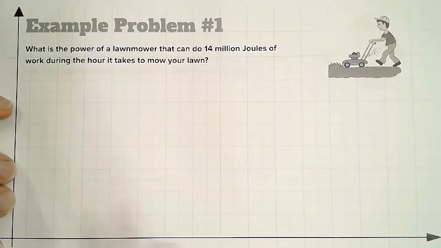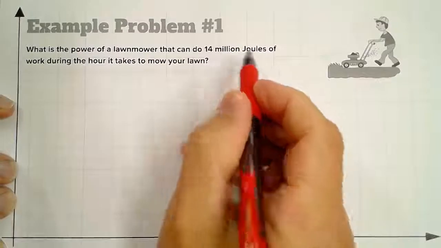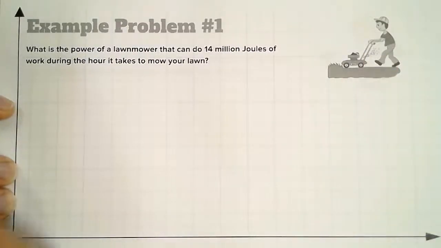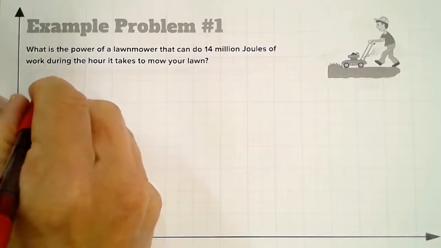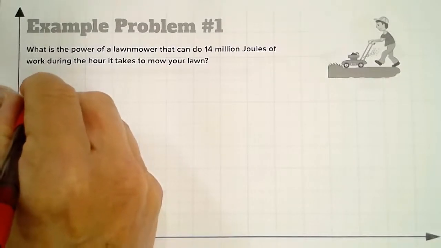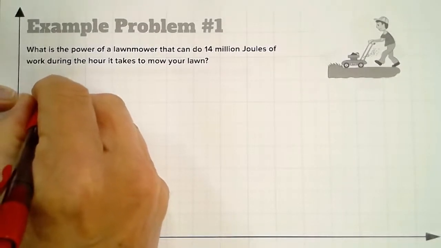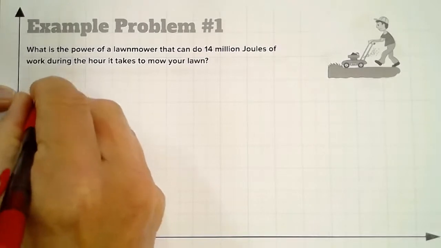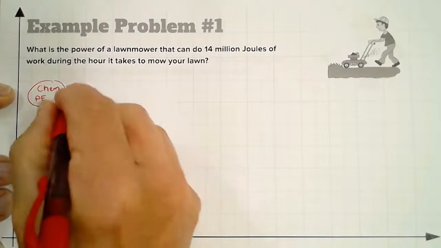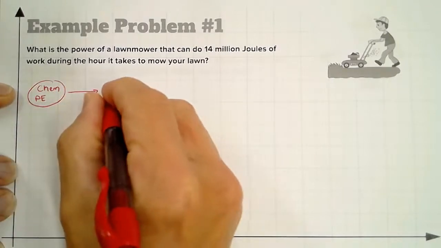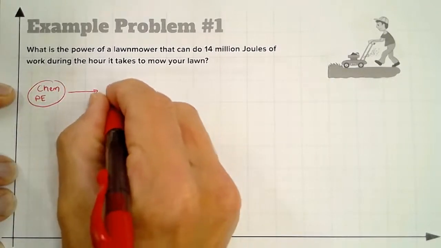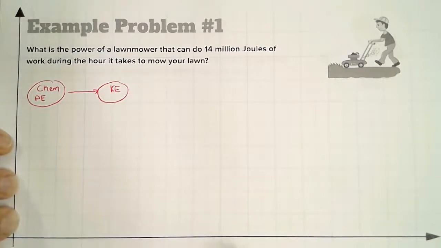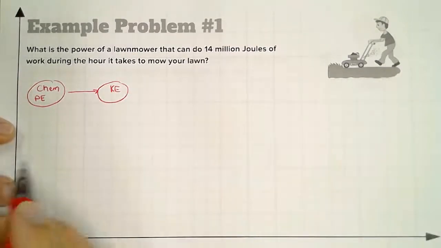So for my first example, I've got a lawnmower, and it does 14 million joules of work. So you can make a diagram of a little guy pushing a lawnmower if you want. For me, it's more helpful to think about the energy. So I've got chemical potential energy in the form of gasoline, and that chemical potential energy is transferred to kinetic energy by the engine. So that's what I'm going to use for my diagram, but if you're not sure, you can use a little guy pushing a mower.